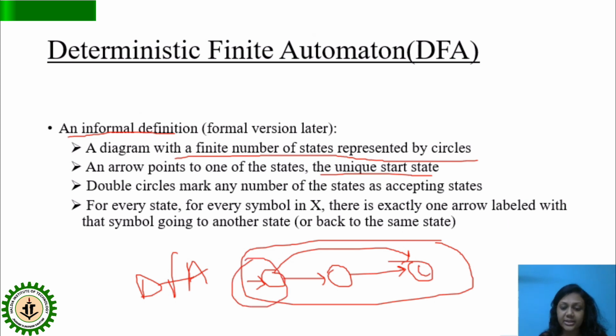And there will be a final state in which there will be two concentric circles. Double circles we can say. Now for every state, for every symbol in sigma, there is exactly one arrow labeled with that symbol going to another state. That means if this state is going from here to here, there will be an input symbol labeled on this arrow. Then and only then this diagram will be called a deterministic finite automata.